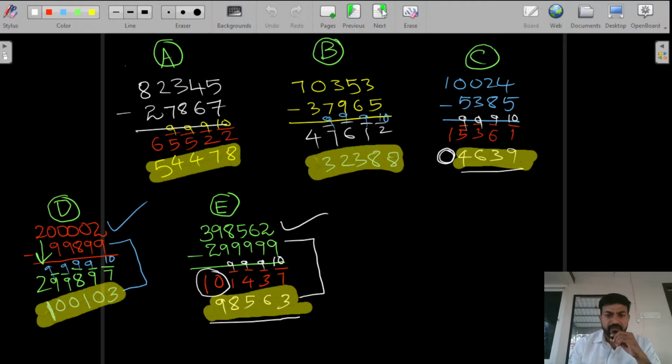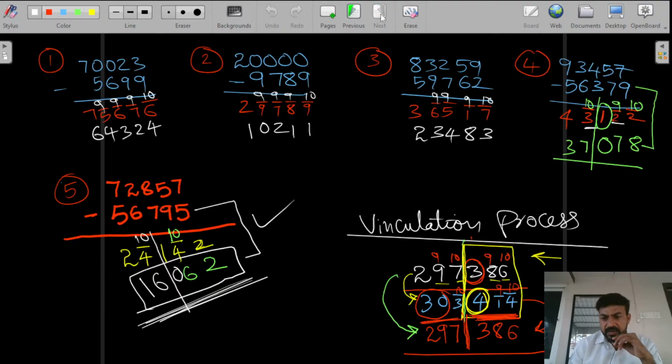Next, you have done a few examples based on this concept, doing subtractions using devinculation. First you will get the vinculated format answer. You have to devinculate that to get the actual answer. A few more examples. So with that, this devinculation concept is over.